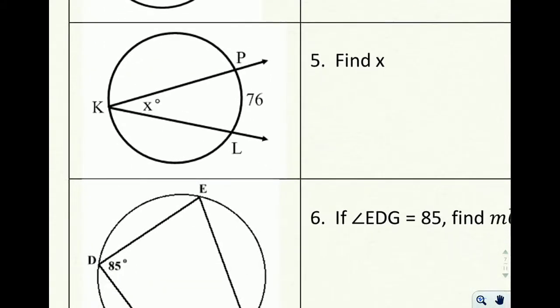Example 5, we're finding x. We have the arc. We're going inside the circle, so we do not double, because that would make this 150-something degrees. We don't want that. We want to cut that in half. So 76 divided by 2 is 38 degrees. This is going to be our x. 76 divided by 2.